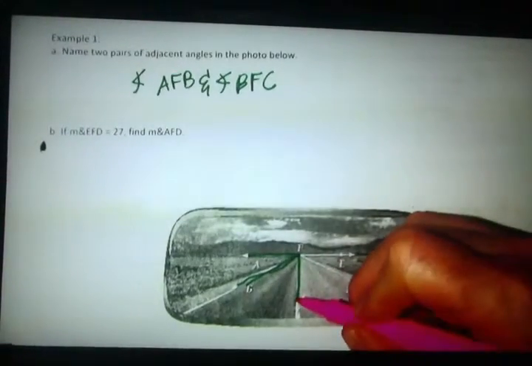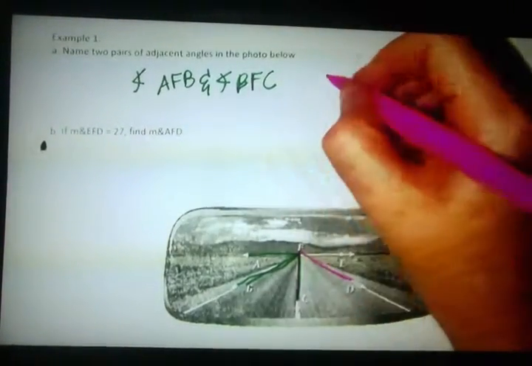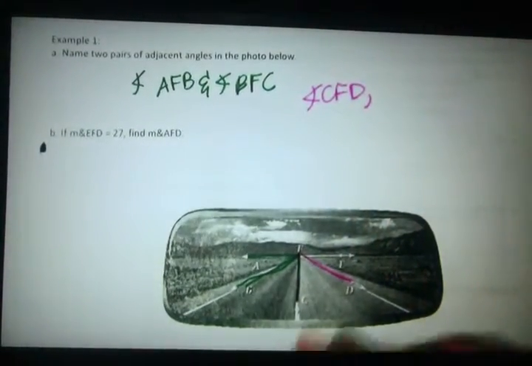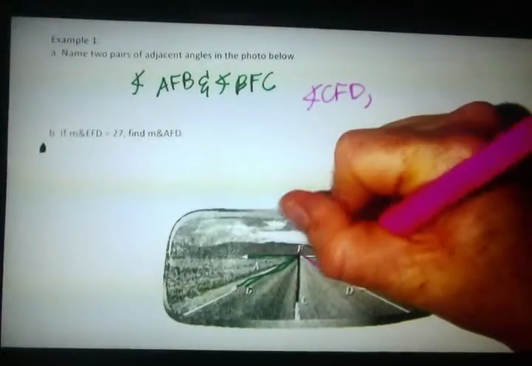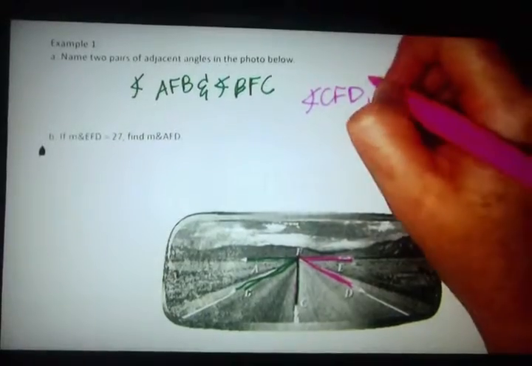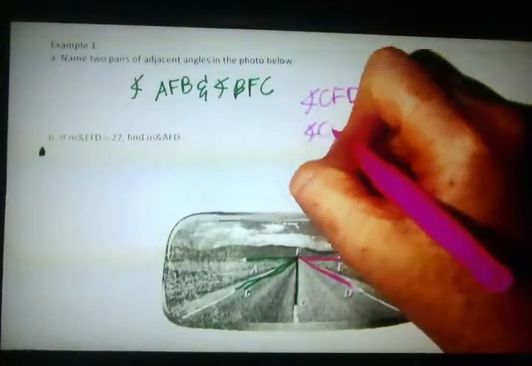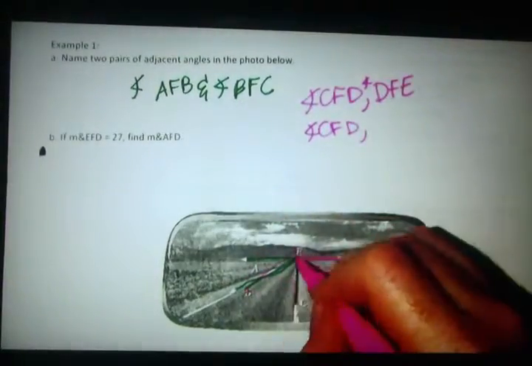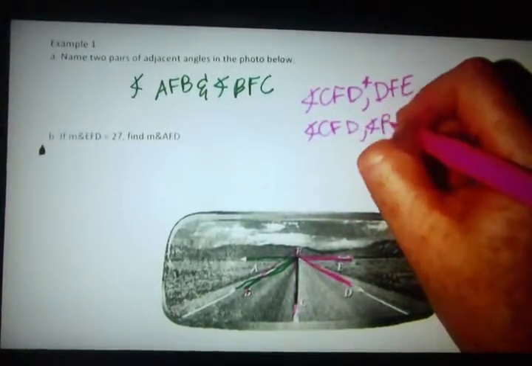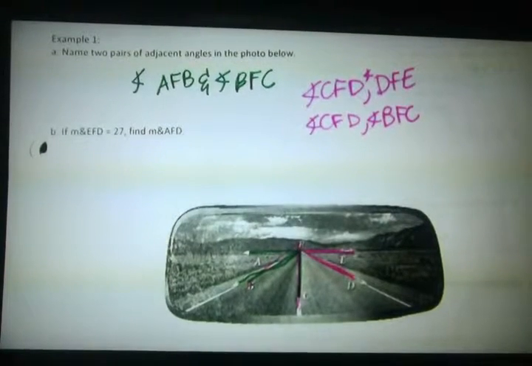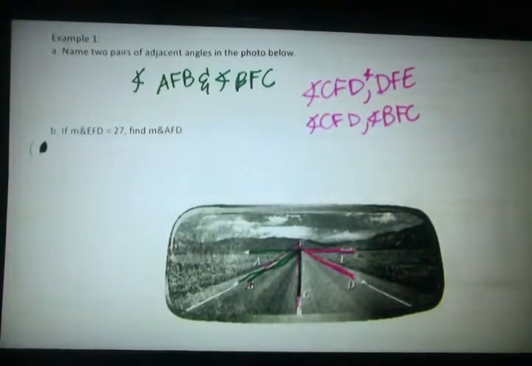Okay, how about this one, CFD? Which one does it touch? Well, it touches two angles. So DFE, that's one choice. Or you could also say CFD touching BFC. Okay? So those are your three pairs of adjacent angles, all the adjacent angles shown.